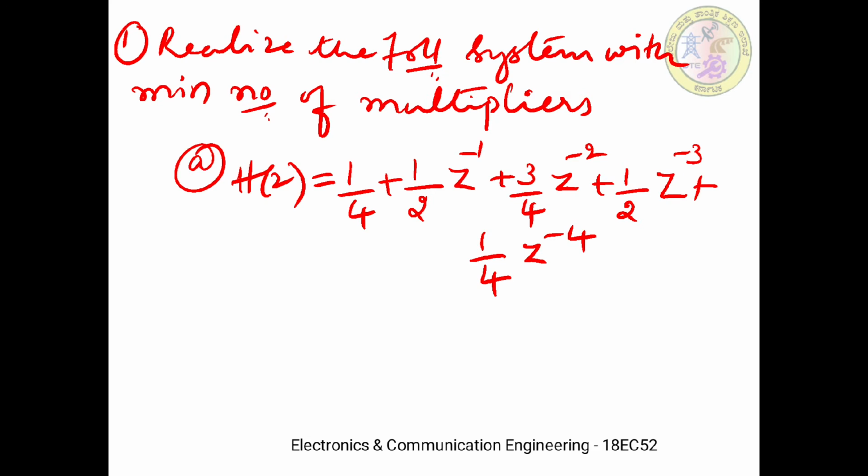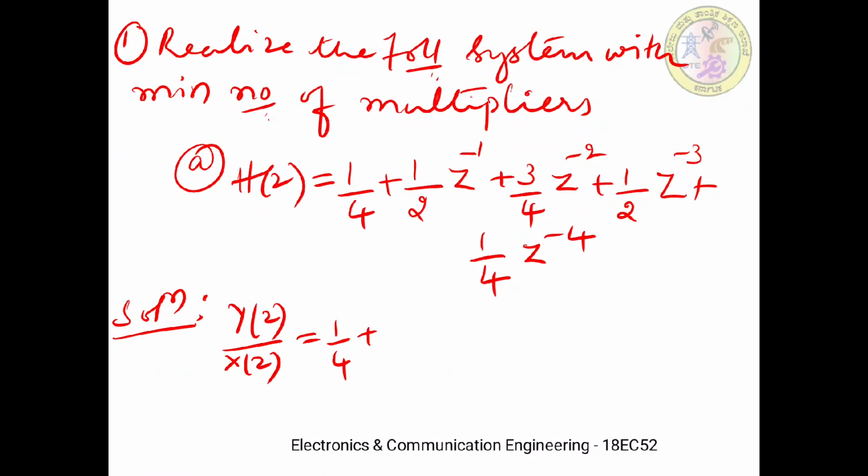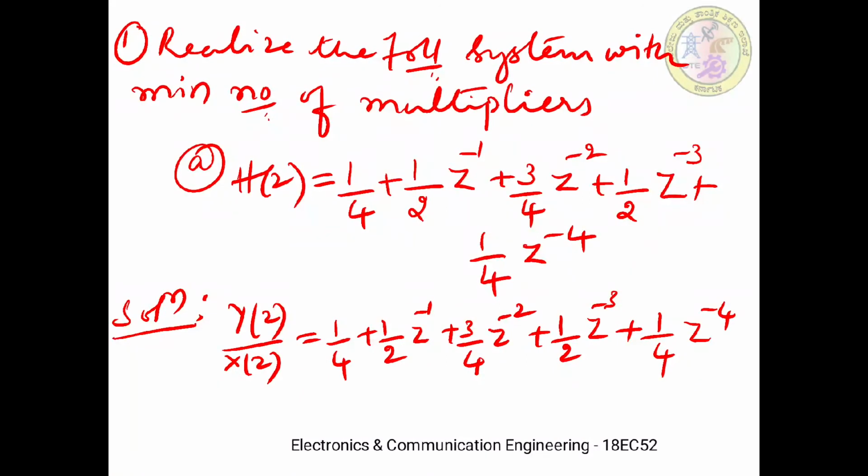Okay, the advantage of that linear phase is that it is going to yield minimum number of multipliers during realization. So that we will see through this example. So therefore solution. So now it is given that H of z is like this. So therefore directly now I'll write Y of z by X of z form for this. Okay, so this is equal to 1/4 plus 1/2 z inverse plus 3/4 z to the power of minus 2 plus 1/2 z to the power of minus 3 plus 1/4 z to the power of minus 4.